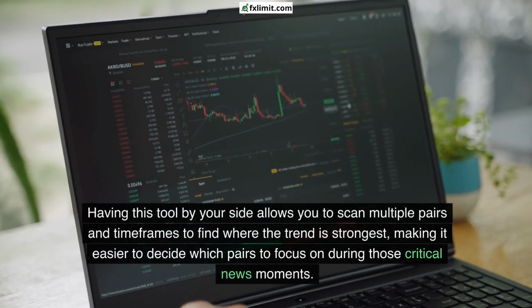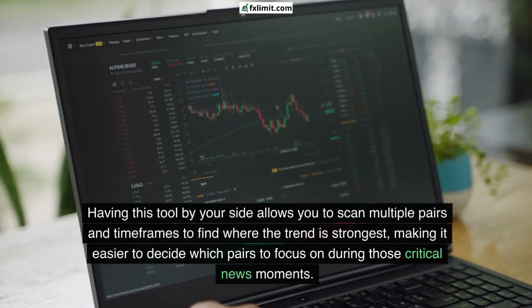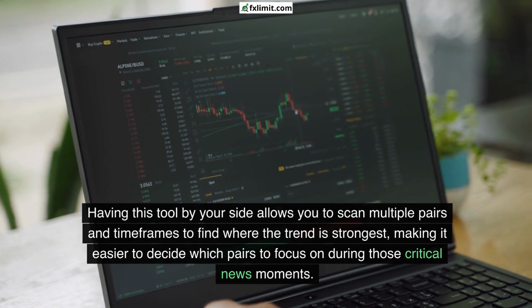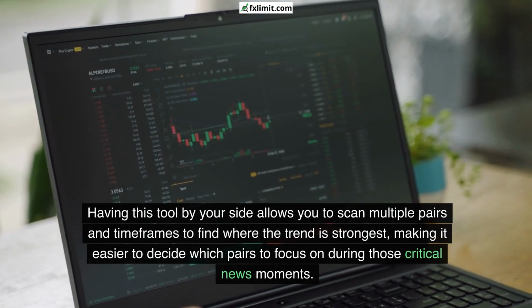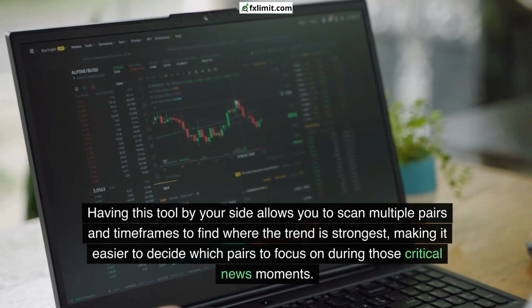Having this tool by your side allows you to scan multiple pairs and timeframes to find where the trend is strongest, making it easier to decide which pairs to focus on during those critical news moments.